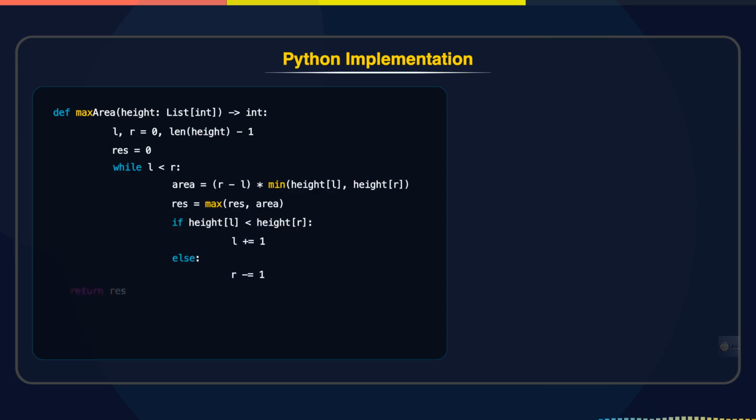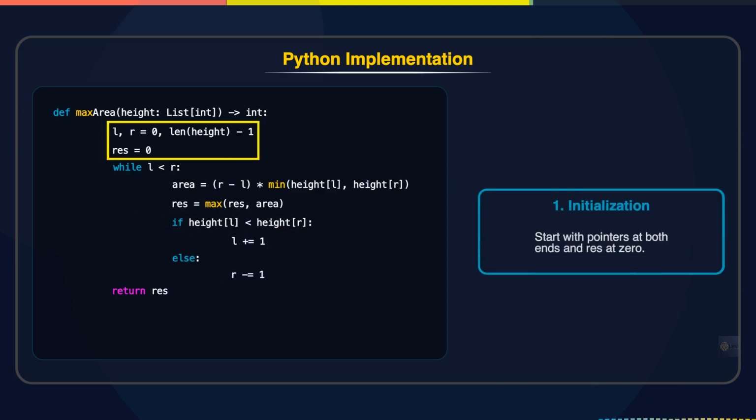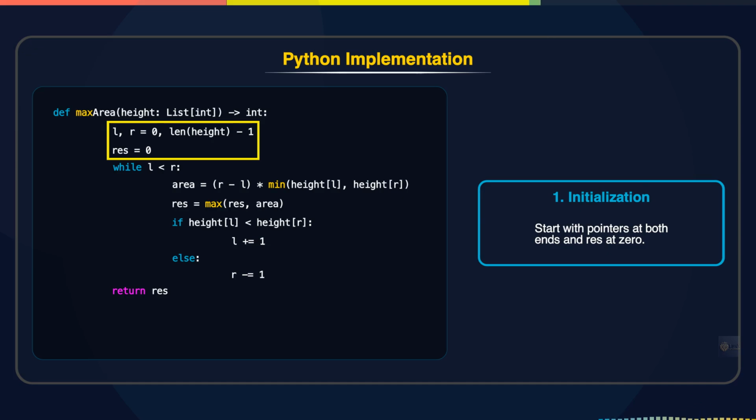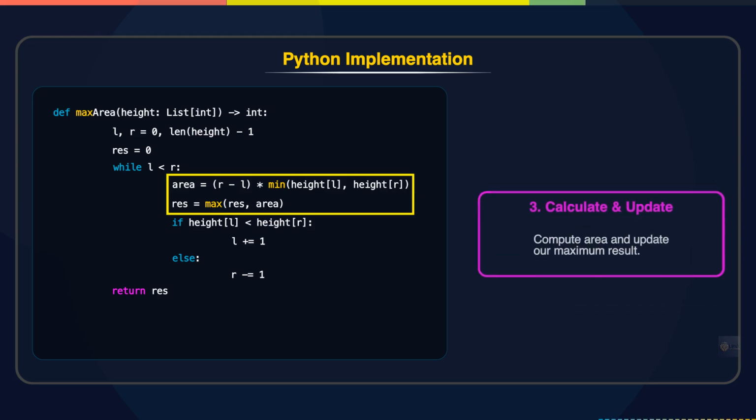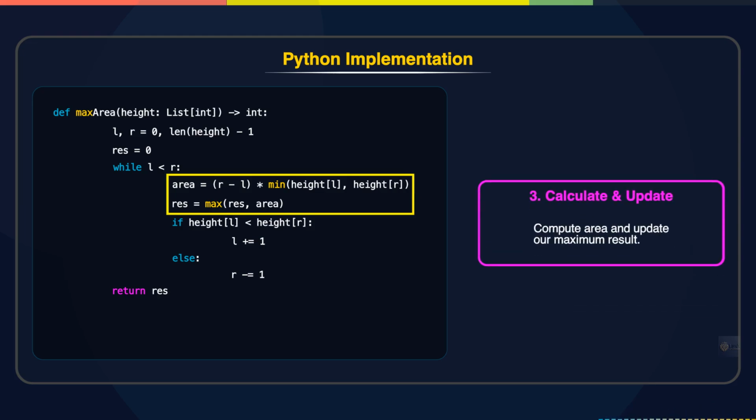Now, let us look at the Python implementation. We initialize two pointers, left at 0 and right at the end of the array. We also keep a variable, res, to store the maximum area found so far. Our while loop runs as long as the left pointer is less than the right. Inside, we calculate the area by taking the width, which is right minus left, and multiplying it by the minimum height of the two boundaries.